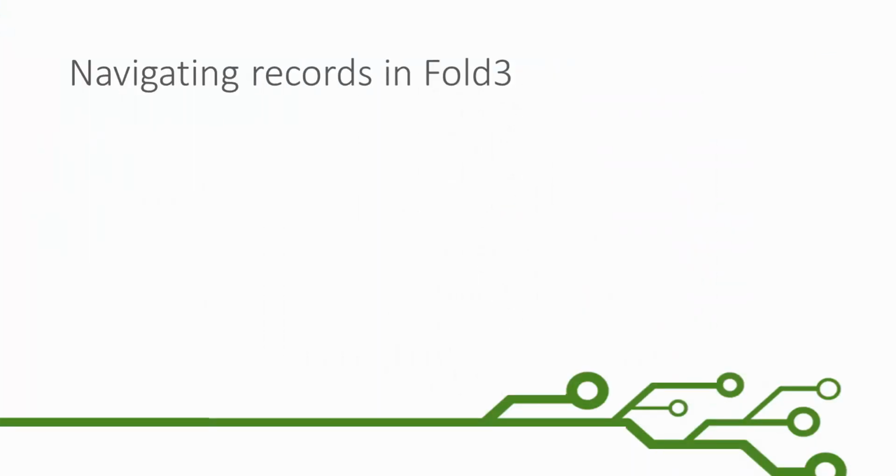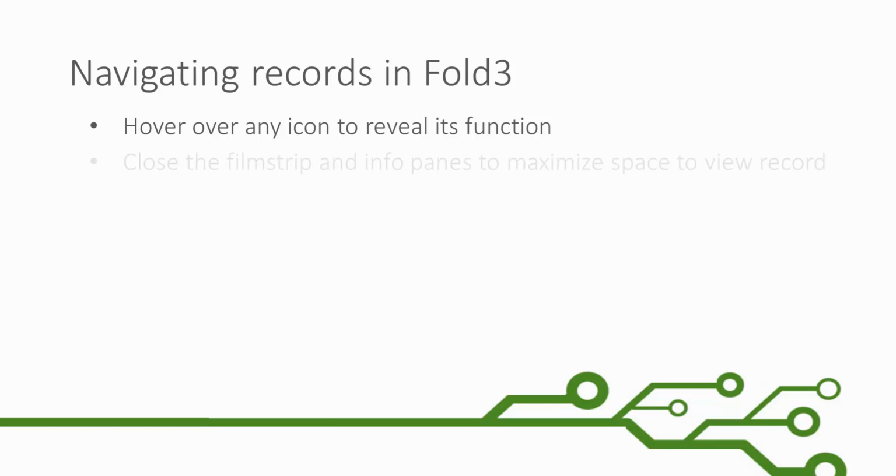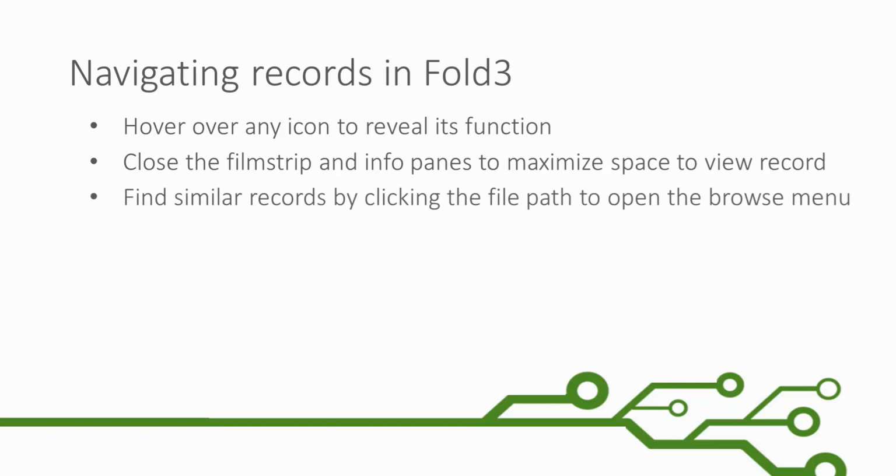When navigating records in Fold3, remember that hovering over any icon will reveal its function. Closing the film strip and info panes will help maximize the space available to view the record, and you can find similar records using the file path shortcut to open the Browse menu.